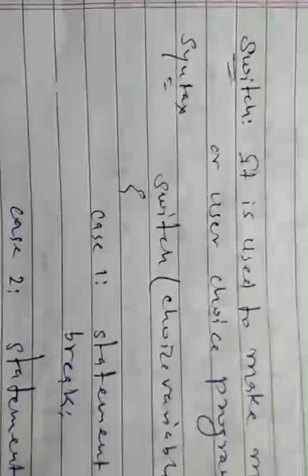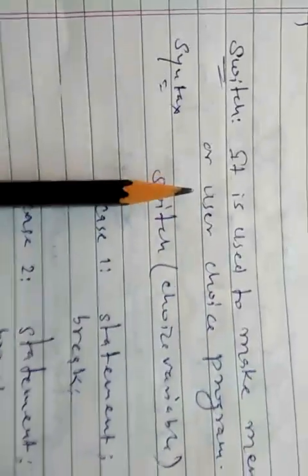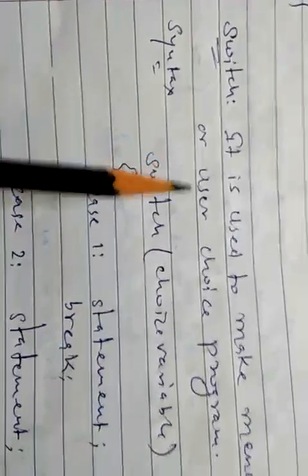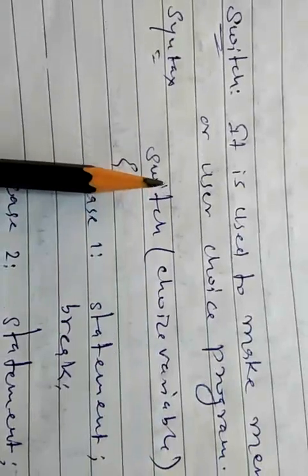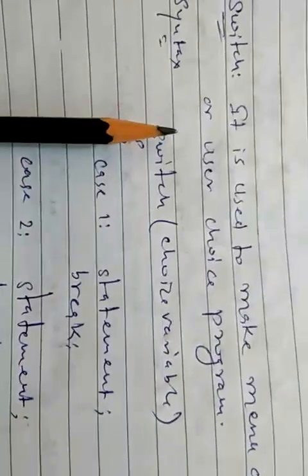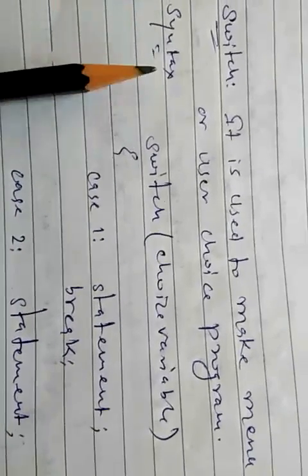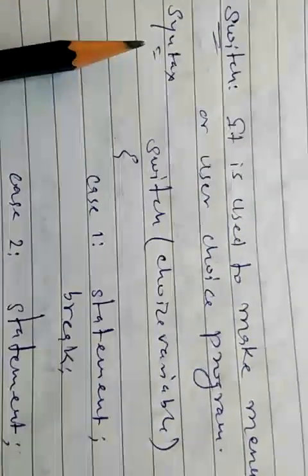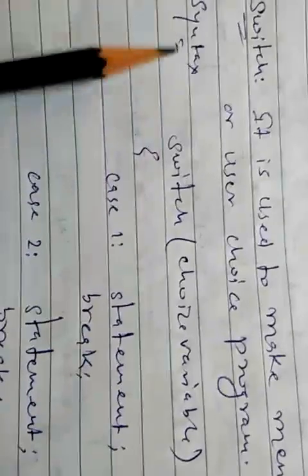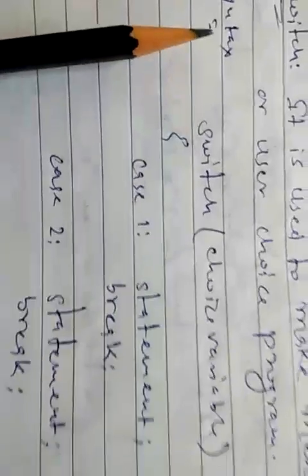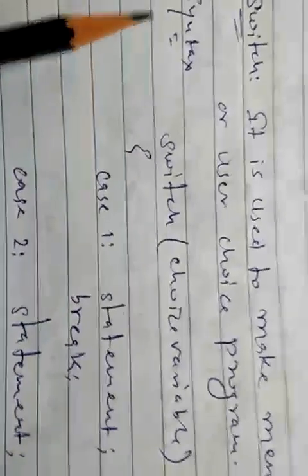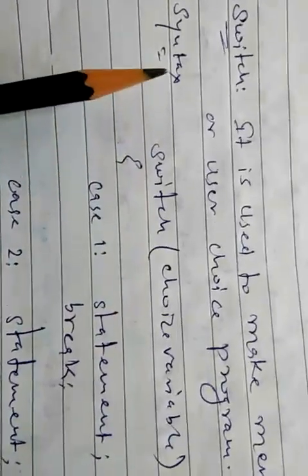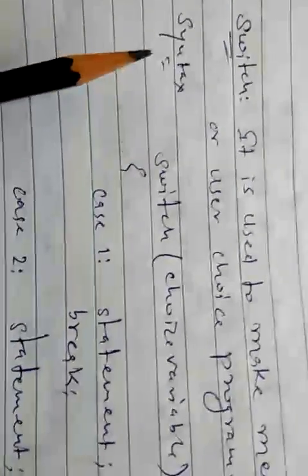Now the next topic of programming today is switch. Switch is basically used to make a menu driven or user choice program. So what do we mean by menu driven and user choice? It means there will be multiple situations depending on the choices in a program, and the user will select only one choice at a time at the command prompt or terminal. So these programs can be created in the best way with the help of switch.